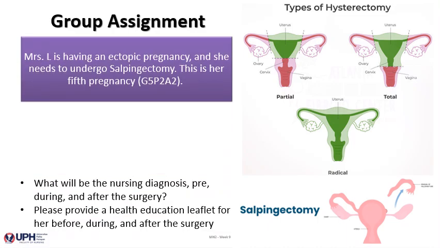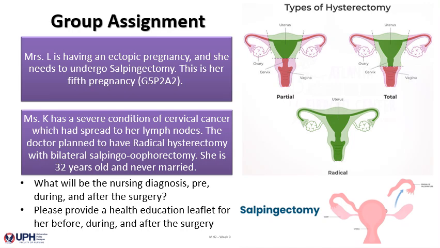Now there are two cases that I want you to do. You have two patients. Do this as a group assignment and upload it in your group assignment. You need to work out the nursing diagnoses pre-operative, during operation, and after surgery. Then please make a health education leaflet for these two patients, so that you can give interventions for their case. All right.